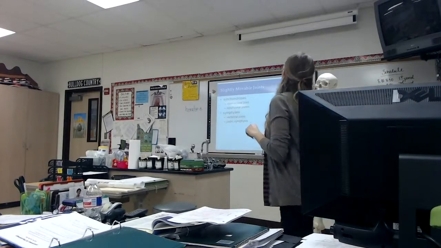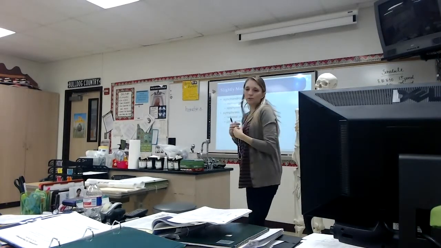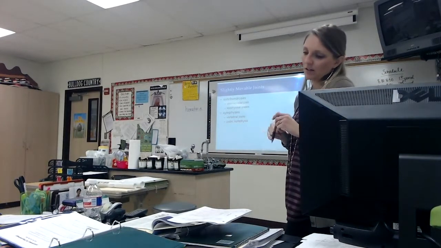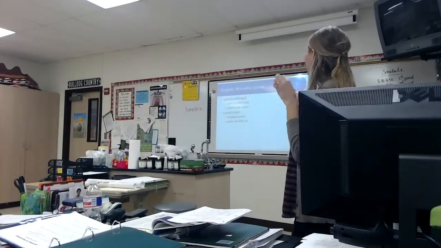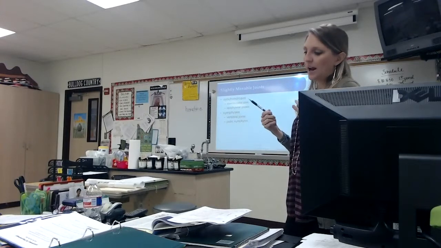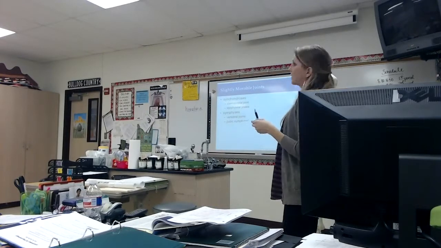All right. Slightly movable joints, so the amphiarthrotic joints. Amphi means both sides. These have very little movement. They do have a little bit, but very little. They're all cartilaginous, so lots of cartilage there. And they're able to absorb shock better than the others that we talked about already.